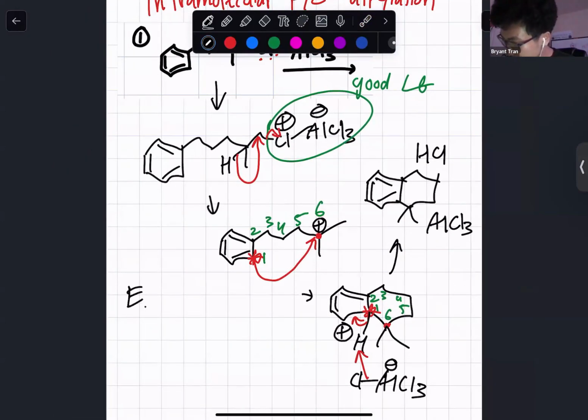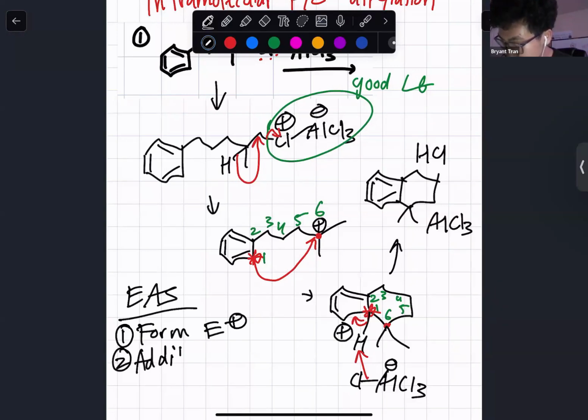In all EAS mechanisms, there's 3 steps. The first step is that you form an electrophile. And once you form the electrophile, you do addition. But when you do addition, you break the aromaticity of the ring. And to restore the aromaticity of the ring, you do elimination to get that double bond back.